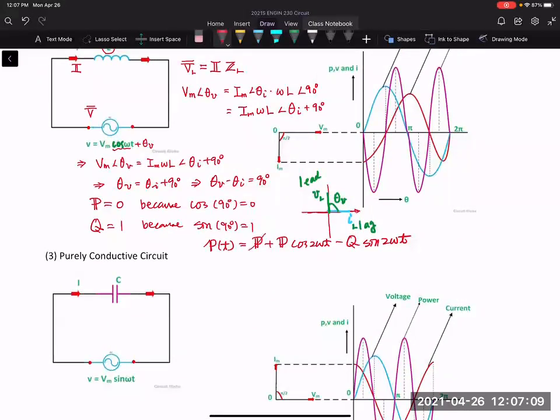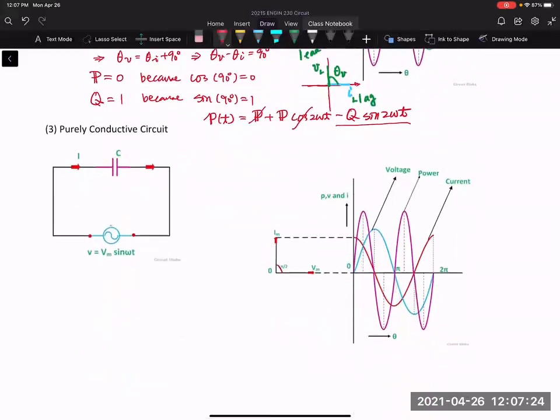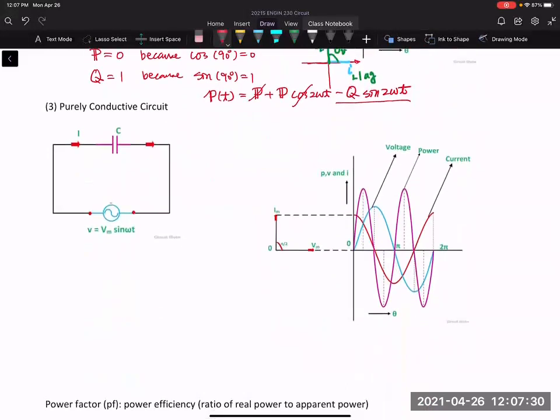And because this is a zero, this is a zero, and this is what you have left. This is the instantaneous power of a purely inductive circuit. All right, any question about this? And if not, I'm going to skip the capacitive.